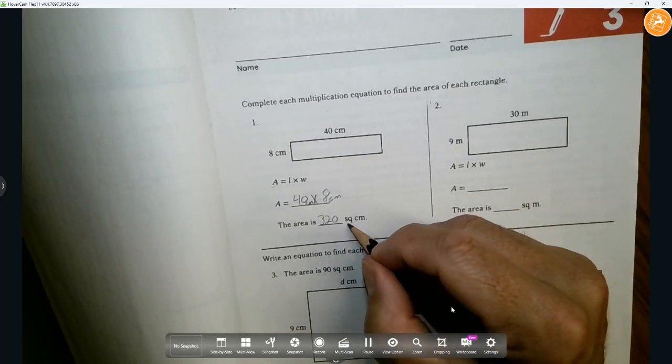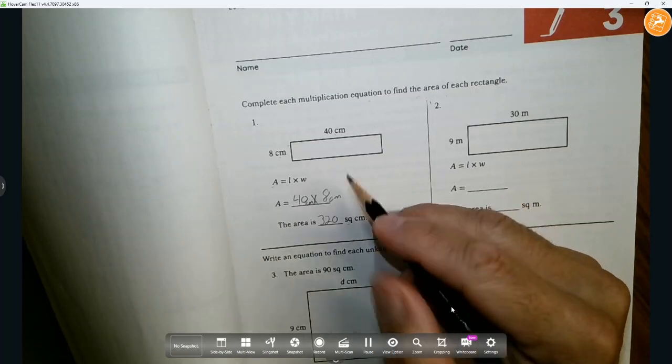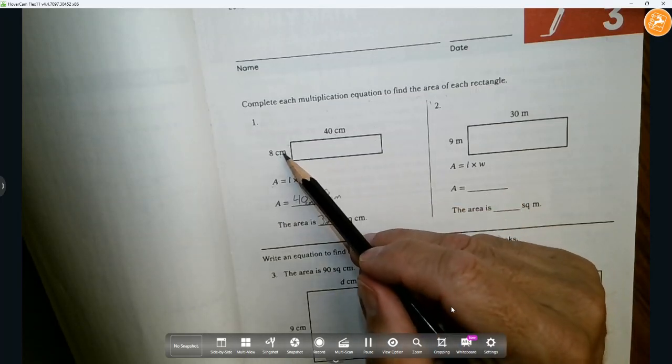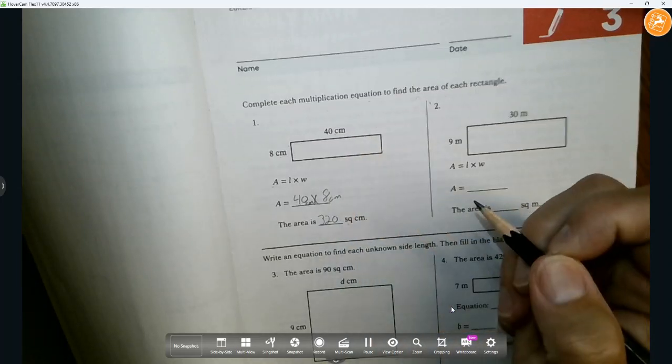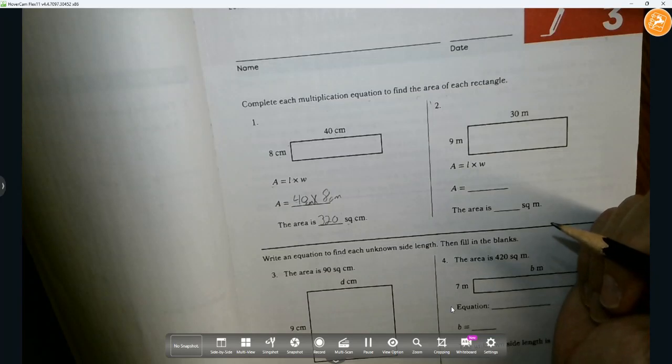And then they have squared centimeters. Just so you guys know, the reason it's squared is because you're multiplying a centimeter by a centimeter. There'd be a little 2 up here for squared, and it's centimeters, so we have that down there. When you're multiplying, it's going to be squared. All right. Do the same thing over here for this one.